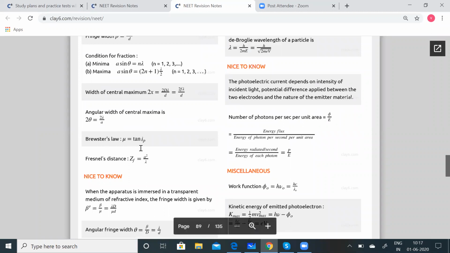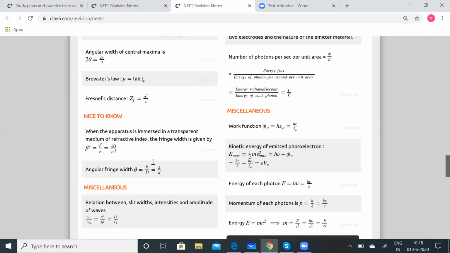Brewster's law, this is very, very important. You can definitely expect one question related to Brewster's law. Mu is equal to tan of i p. Fresnel distance ZF is equal to a squared by lambda. When the apparatus is immersed in a transparent medium of refractive index mu, the fringe width is given by beta dash is equal to beta by mu, which is equal to lambda D by mu d, where mu is the refractive index of the medium.